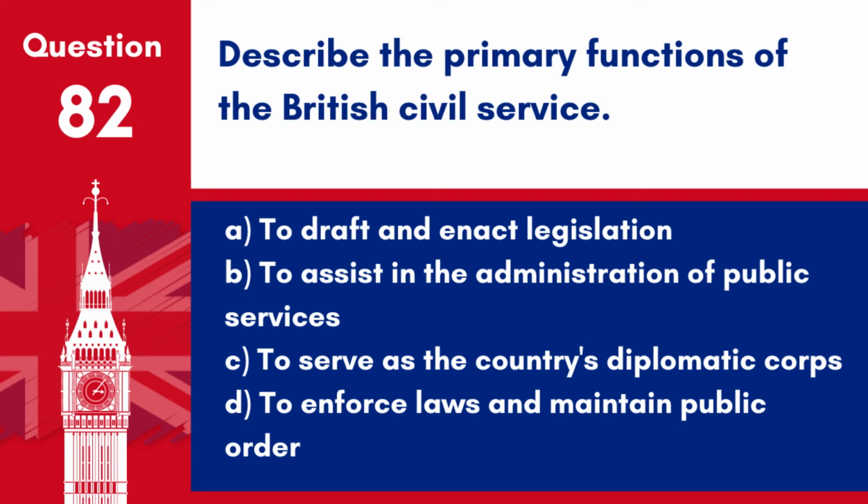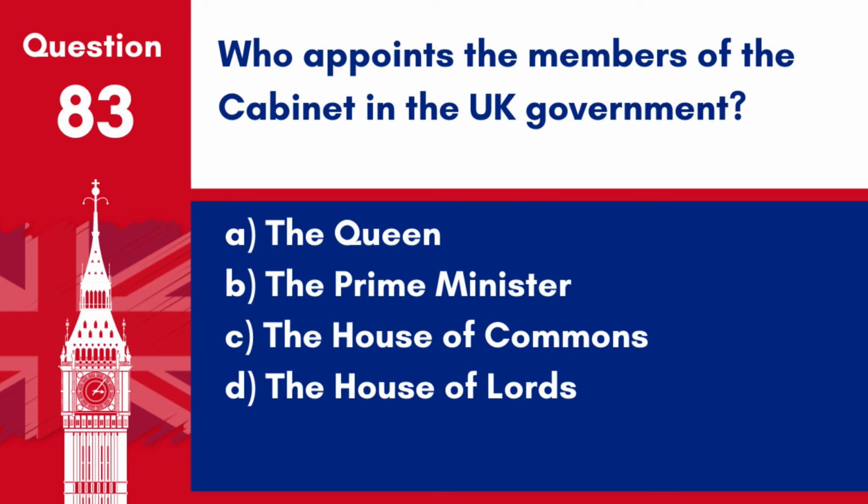Question 82. Describe the primary functions of the British civil service. A. To draft and enact legislation. B. To assist in the administration of public services. C. To serve as the country's diplomatic corps. D. To enforce laws and maintain public order. Answer: B. To assist in the administration of public services. The British Civil Service helps to administer public services and supports the government of the day in developing and implementing its policies.